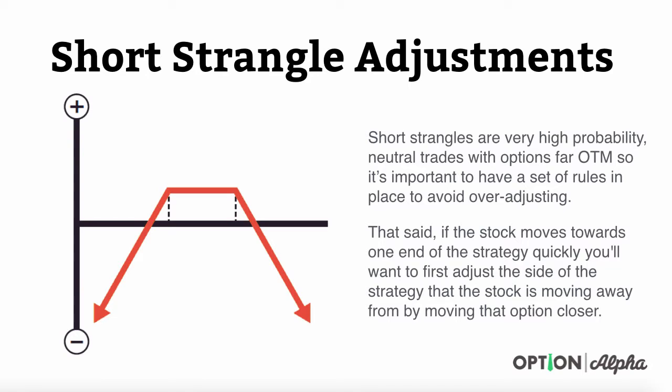And in today's video, we're going to cover a huge topic, and that's short strangle adjustments. Now, short strangles are very high probability neutral trades with options far out of the money. So it's first important that you have a set of rules in place to avoid over adjusting. And we have some guides inside of OptionAlpha.com that you can download as members that give you an idea of when to adjust and how far to adjust, things like that. But we're going to go over a classic example today as we get through these slides.